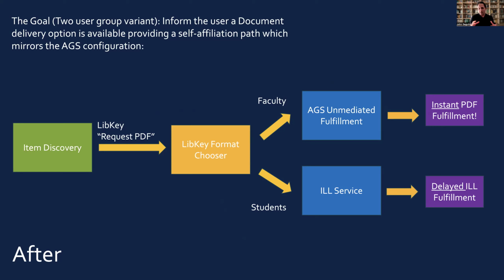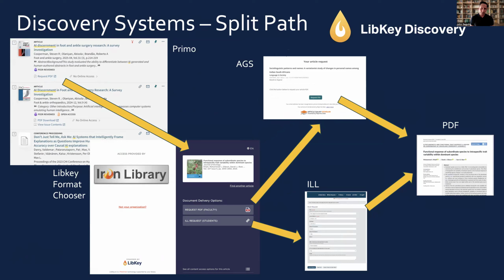So we create this other arrangement where it's still going to signpost request PDF in all those contexts we just talked about, but it's always going to go to the LibKey format chooser so that a user can self-affiliate with what their status is. So here's how that looks in practice. Here we are back in the discovery system. They see request PDF, it comes to the format chooser, and you can see in my example, it says request PDF faculty, ILL request for students.